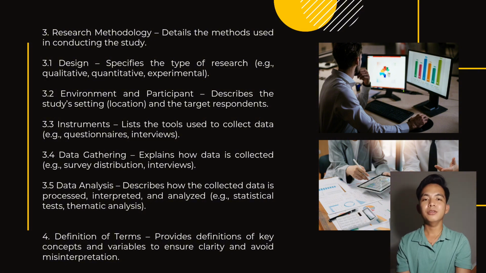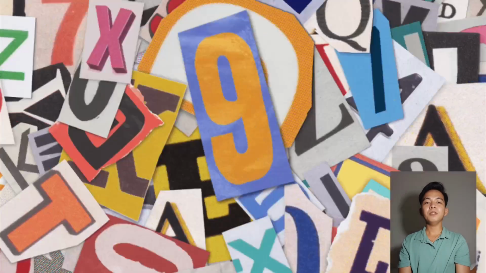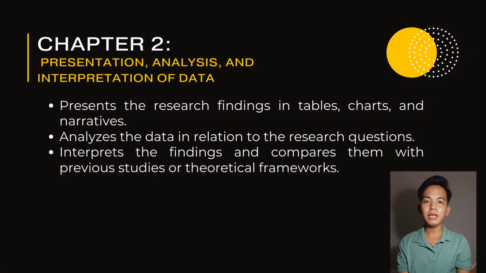3.5, the data analysis, describes how collected data is processed, interpreted, and analyzed, such as statistical tests or thematic analysis. For definition of terms, it provides definitions of key concepts and variables to ensure clarity and avoid misinterpretation. Chapter 2 comprises presentation, analysis, and interpretation of data. It presents the research findings in tables, charts, and narratives, analyzes the data in relation to the research questions, interprets the findings, and compares them with previous studies or theoretical framework.